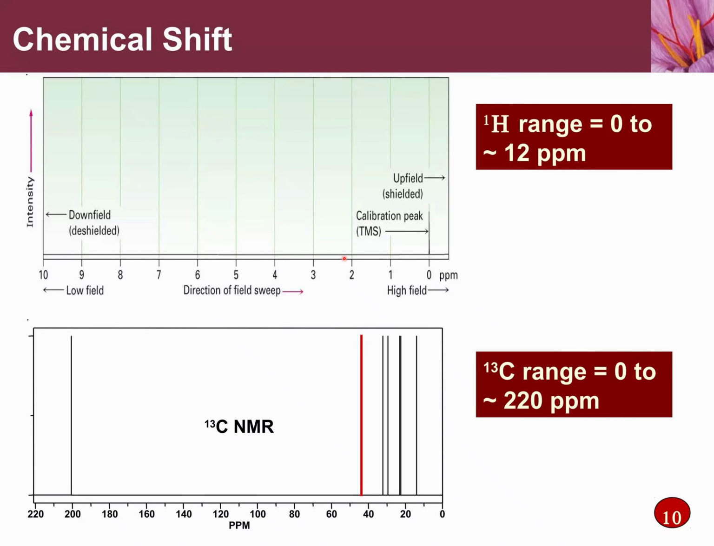In carbon NMR, usually we measure from 0 to 220, sometimes up to 250 ppm. But in proton NMR, 0 to 12 was the range.